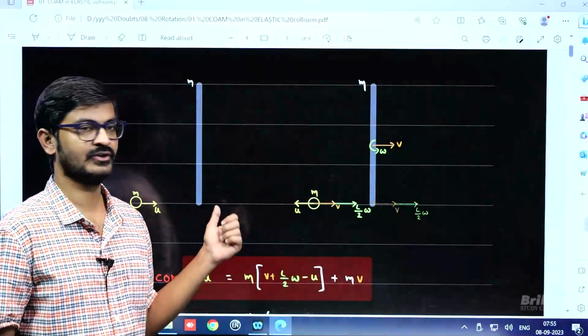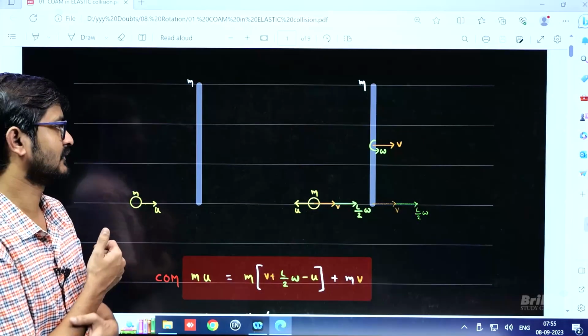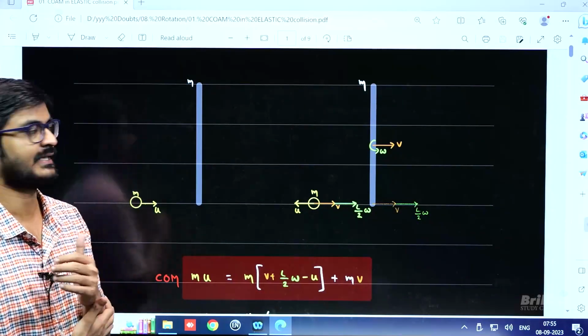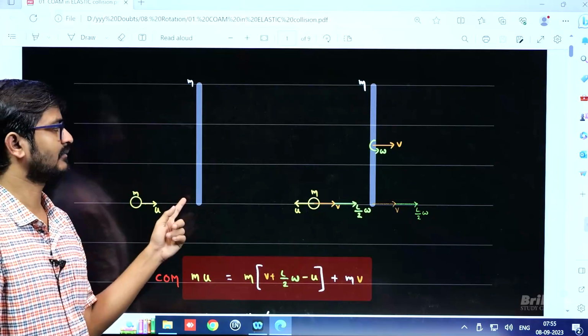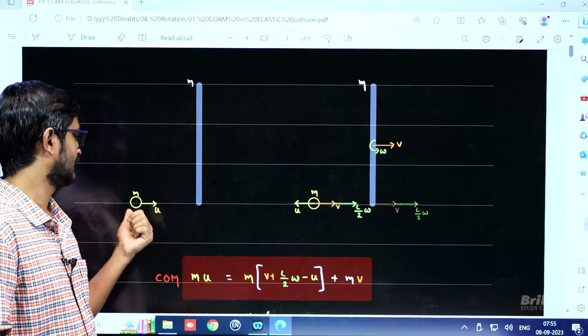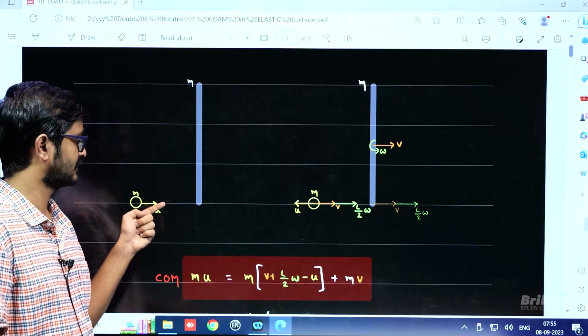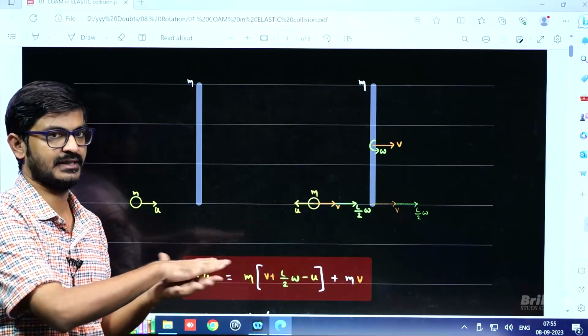Hi kids, now we'll be going with this elastic collision question. I have taken simple values for easy calculation. There is a point mass of mass m and there is a rod of mass m and rod length is L. This point mass is moving with the initial velocity u.